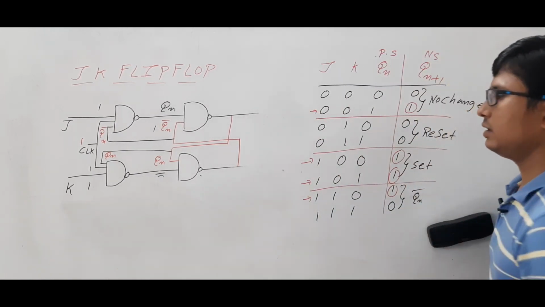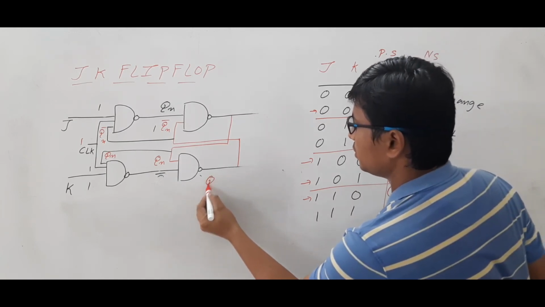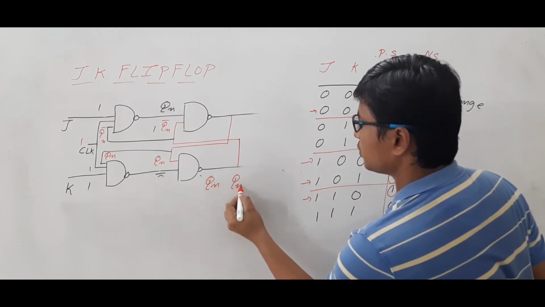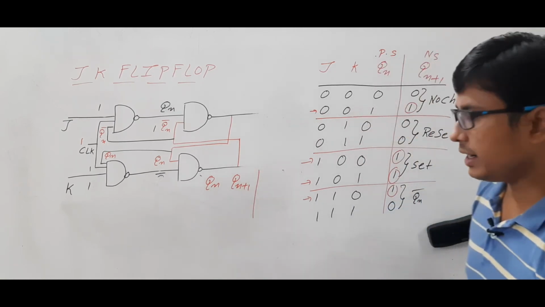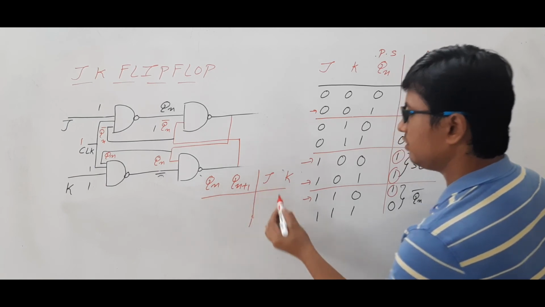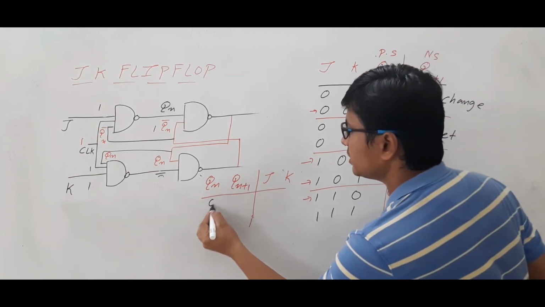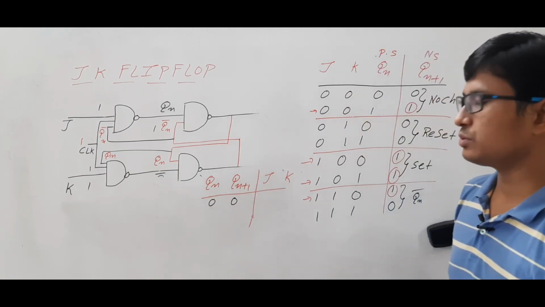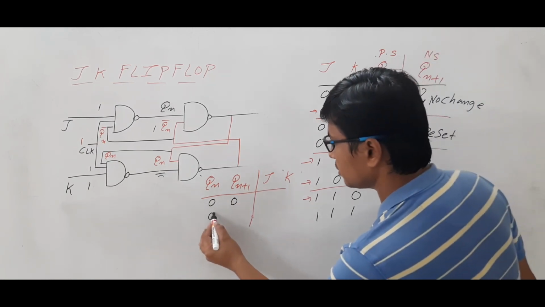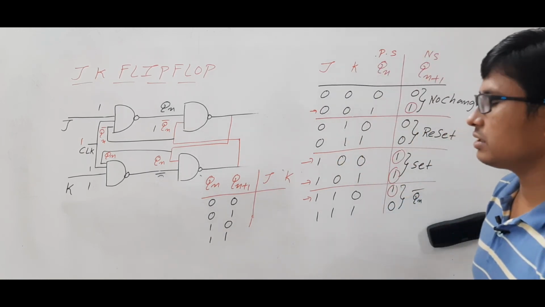Now the excitation table will consist of Qn and Qn plus 1 as the inputs, and the outputs are J and K. Am I right? If I have two inputs which are binary numbers, how many input combinations will I get? 4 combinations. What are they? 0, 0, 0, 1, 1, 0 and 1, 1. These are the 4 cases.